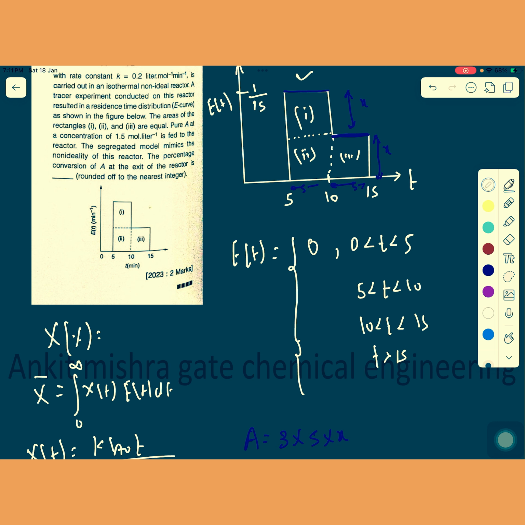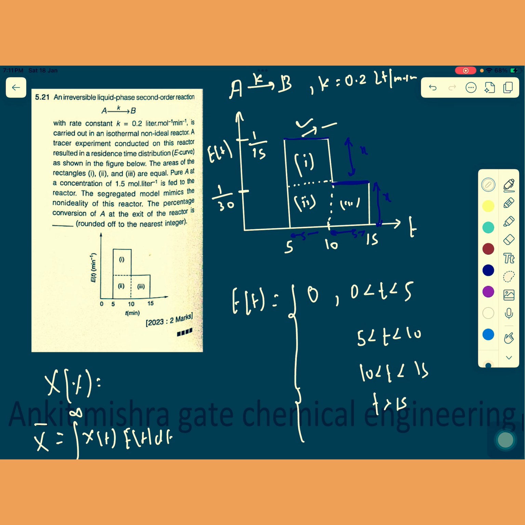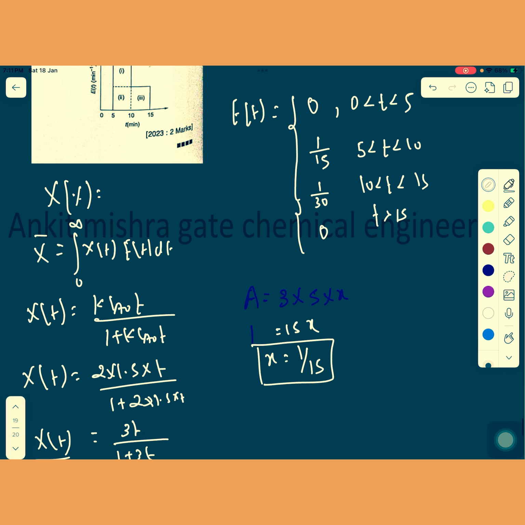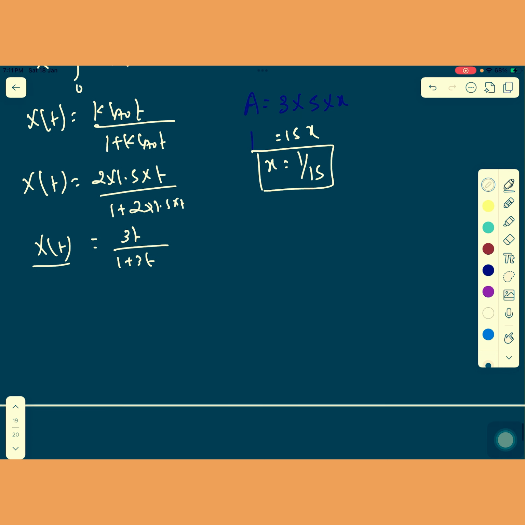If this is 1 by 15, this is half of 1 by 15, that is 1 by 30. So what is the line of this equation? This constant is 1 by 15, and this one is 1 by 30. That's it. So this is 1 by 15, and this is 1 by 30, and this is 0. So now you have the values of the E(t) equations, and you can calculate now.